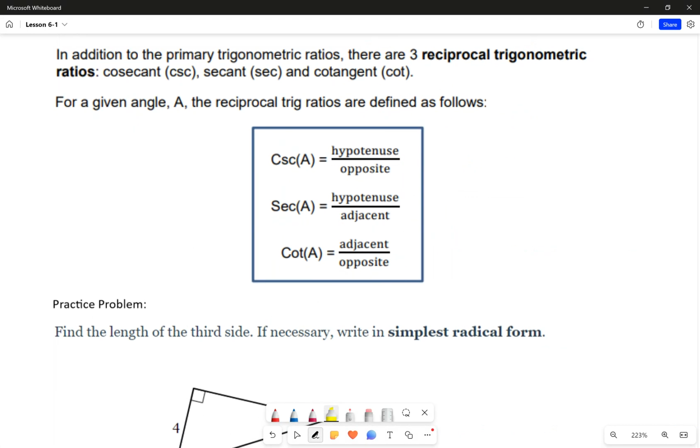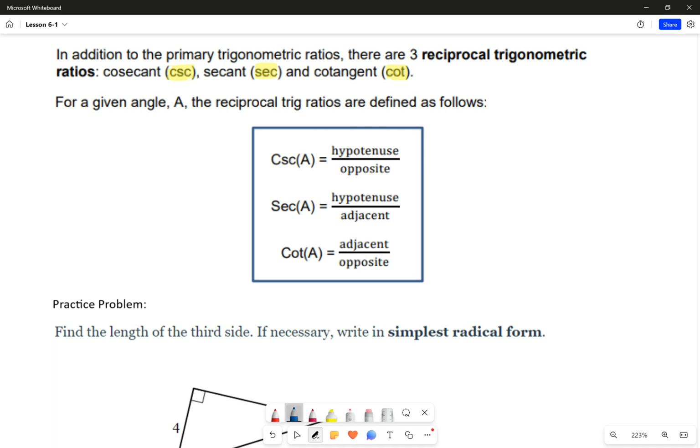Now, in addition to those first three, we also have what we call the reciprocal trig ratios. And these, yes, are going to be new ones to you. If I'm not mistaken, those are not covered in geometry, and I do not think you cover these in Algebra 2. But here goes. The reciprocal trig identities are going to be the cosecant, which is abbreviated CSC, secant, which is SEC, and cotangent, COT.